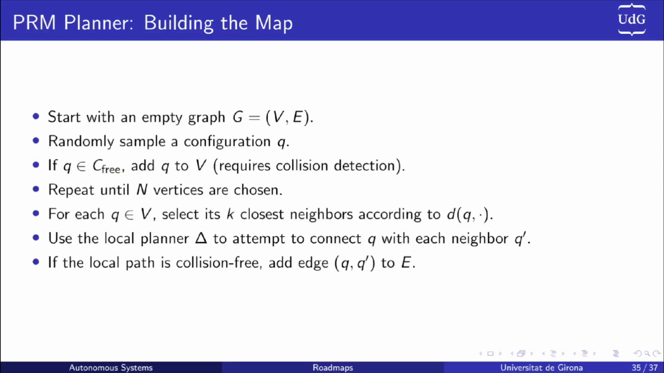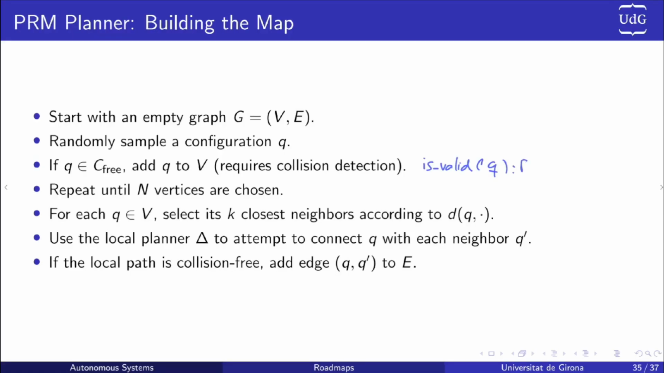Then we require some collision detection function. Normally, you will see in a lot of implementations a function called isValid or something like that, and you just pass a configuration here, and this function returns a boolean, true or false. Something this simple. You will normally have to implement it in the second semester, many times, for different environments, different representations, etc. Then you repeat that until you have the n vertices.